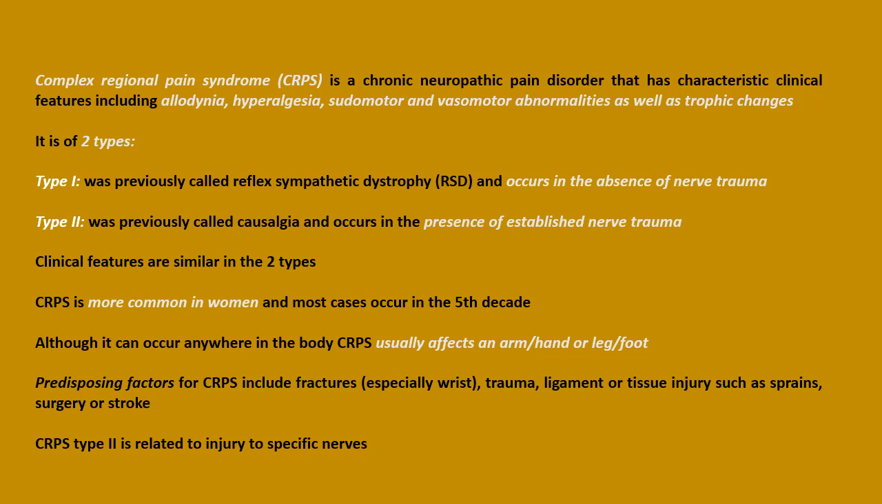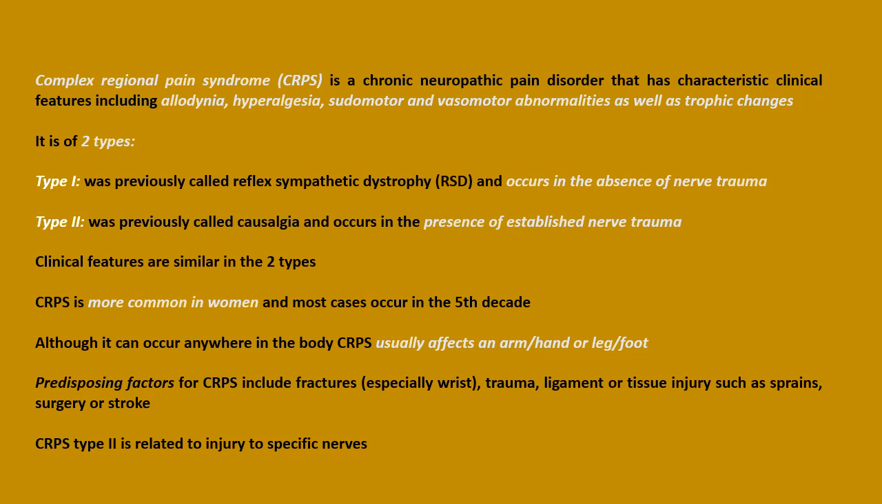Type 1 was previously called reflex sympathetic dystrophy and occurs in the absence of nerve trauma. Type 2 was previously called causalgia and occurs in the presence of established nerve trauma. Clinical features are similar in the two types. CRPS is more common in women. In most cases, it occurs in the fifth decade. Although it can occur anywhere in the body, CRPS usually affects an arm and hand or leg and foot.